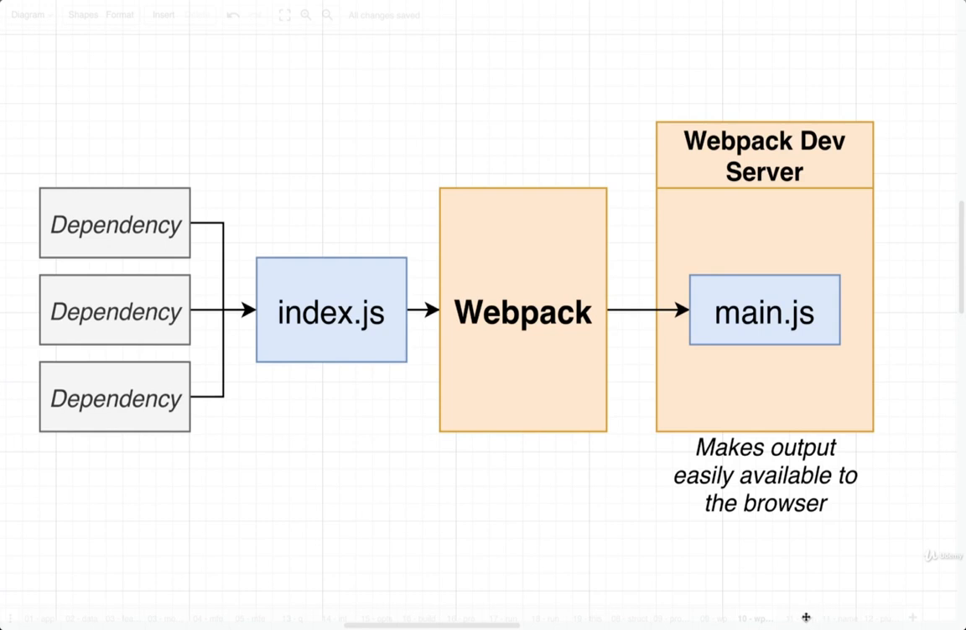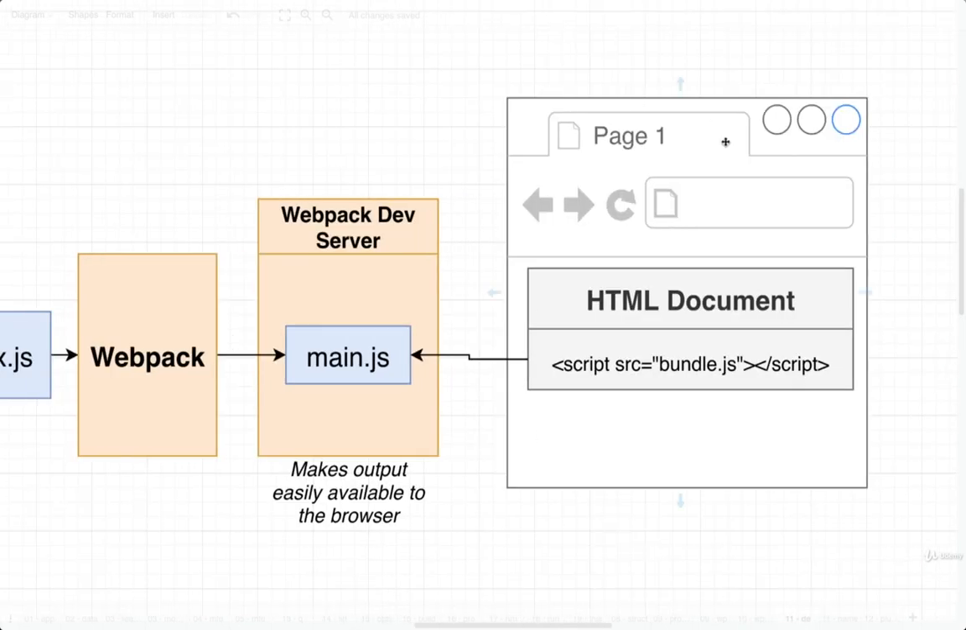Okay, so eventually, we want to load up an HTML document inside of our browser that's going to have a script tag that tries to load up that main.js file. So we should see some kind of script tag that says something like source main.js or something like that. We could definitely add that in manually.